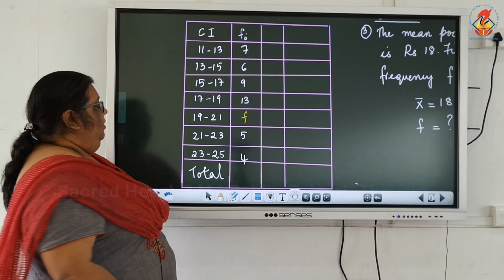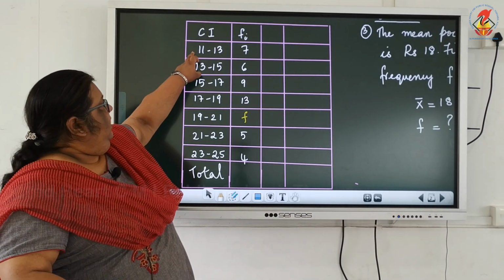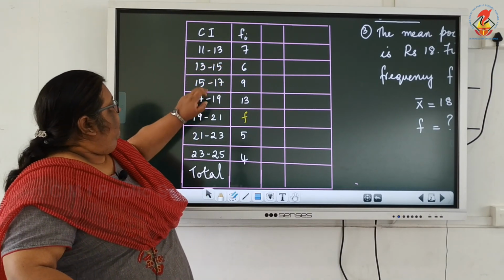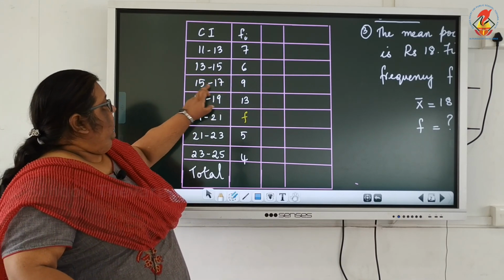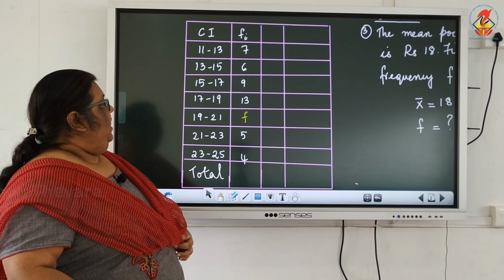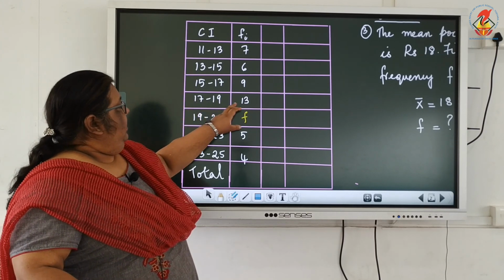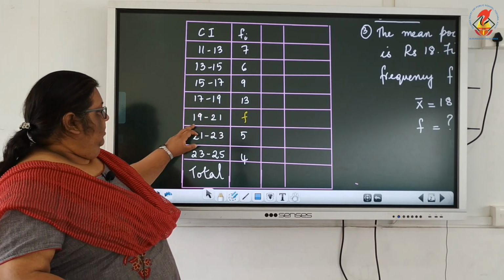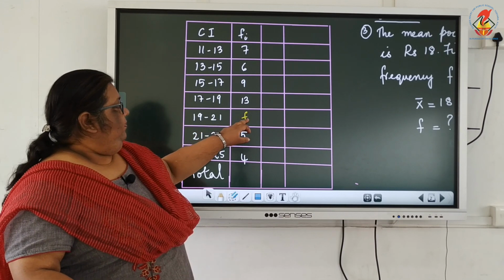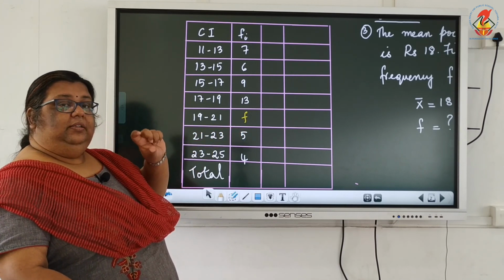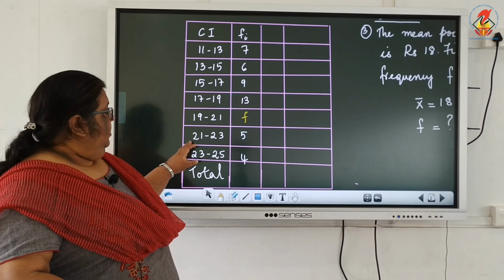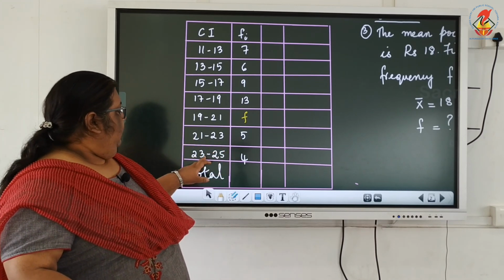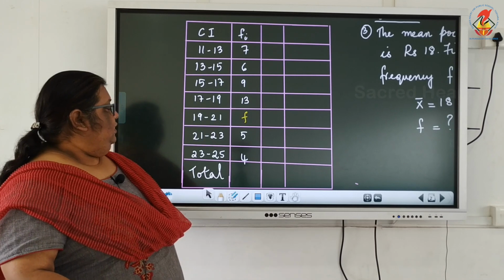This is the table. You can see class interval 11 to 13, frequency is 7. 13 to 15, frequency is 6. 15 to 17, frequency is 9. 17 to 19, frequency is 13. 19 to 21, it is given f. The number is not given. That you need to find. 21 to 23, it is 5. 23 to 25, it is 4.